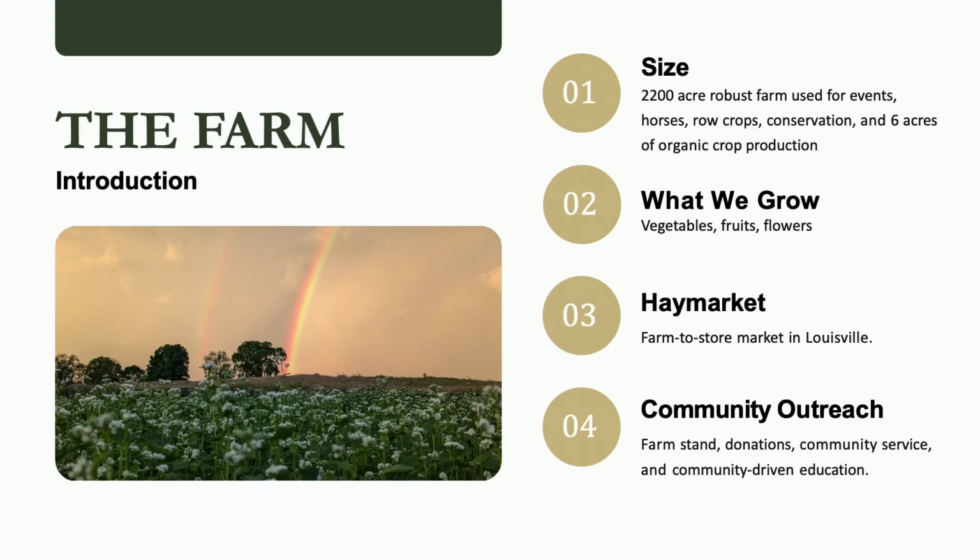So Ashbourne Farms, who are we? 2,200 acres, it's pretty big. I haven't seen most of it. We do a lot of events. We have a beautiful event center called the Show Barn. We do weddings, concerts, corporate things like that. We have a lot of horses, equine events, row crops, which I'm going to convert to organic one day. And then, of course, our 6 acres, which we have in organic production.